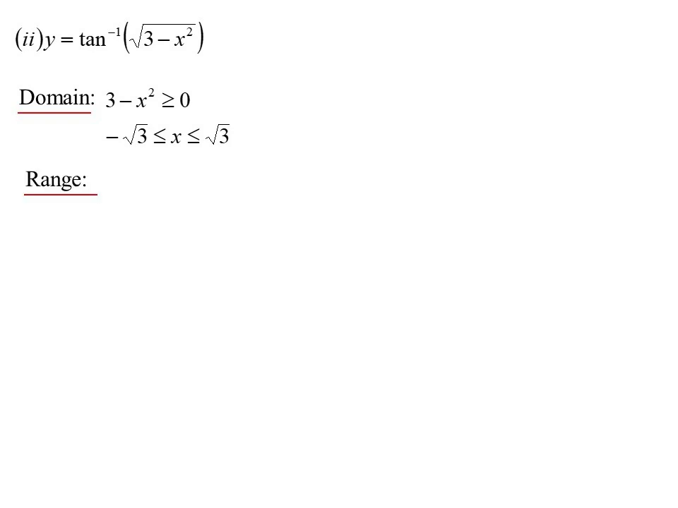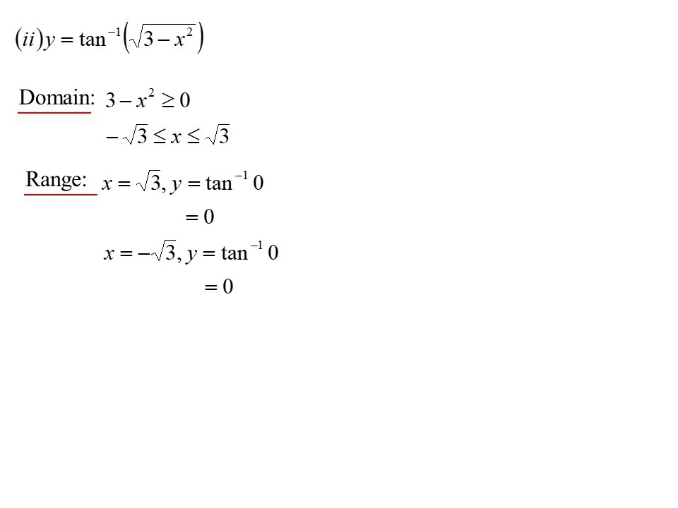Right, the range. When we have a restricted domain, that's going to affect our range. So what do we investigate? Well, let's have a look at the endpoint. x equals the square root of 3. If I was to substitute that in, I get the inverse tan of 0, which is 0. The other endpoint, well, makes sense. We're squaring the x, we get the same answer, 0.